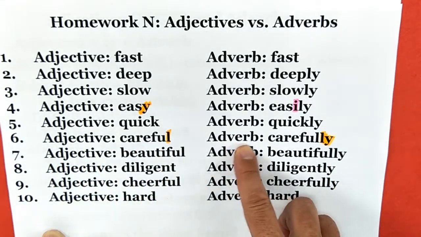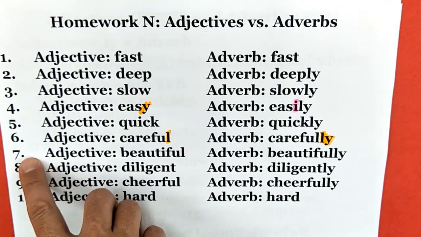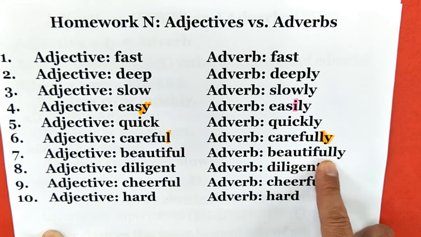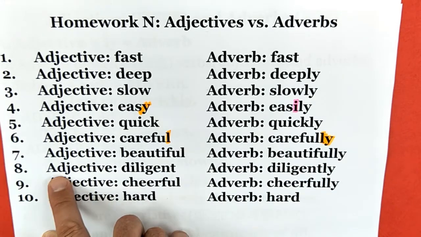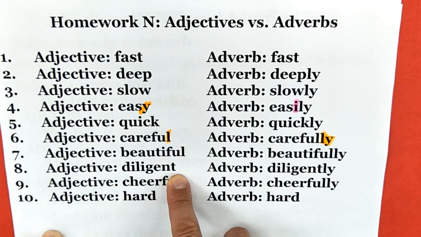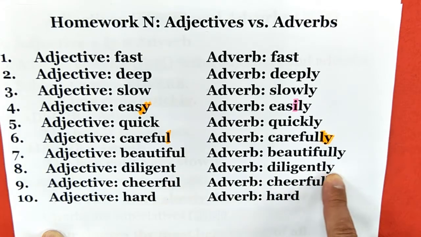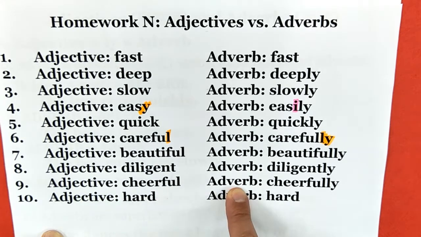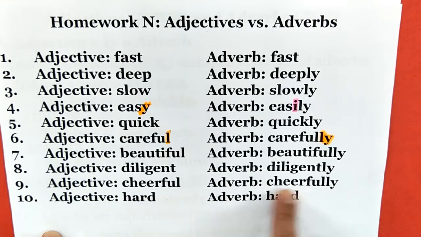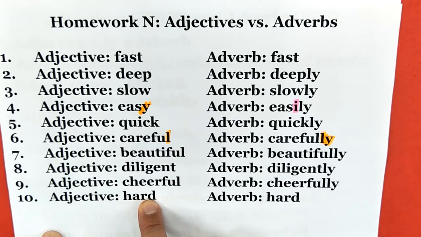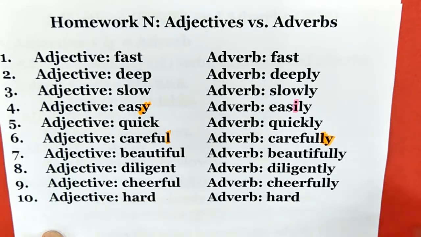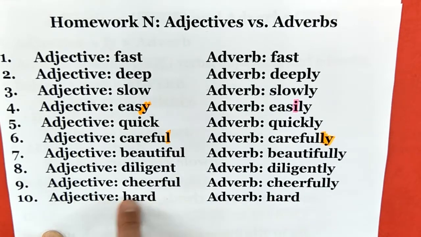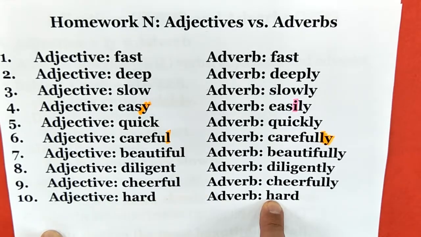Adjective careful, adverb carefully. 7, adjective beautiful, adverb beautifully. Number 8, adjective diligent, adverb diligently. 9, adjective cheerful, adverb cheerfully. Number 10, adjective hard, adverb hard. This is another irregular adverb. The adjective and the adverb are the same.